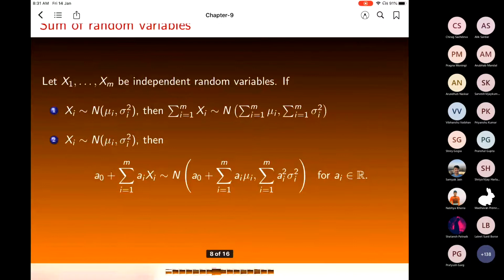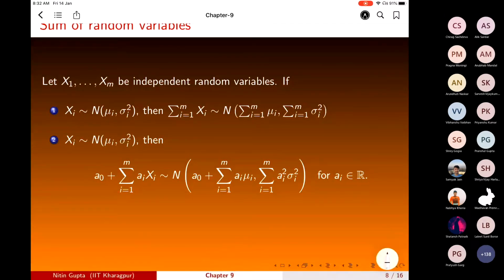Okay, so next is basically, if we take X1, X2, ..., Xm to be independent random variables, and if Xi is normal with mu i comma sigma i square, then the summation of them will be normal with summation mu i and summation sigma i square. Okay, so let me give the proof of the first; the second will be in the same fashion.